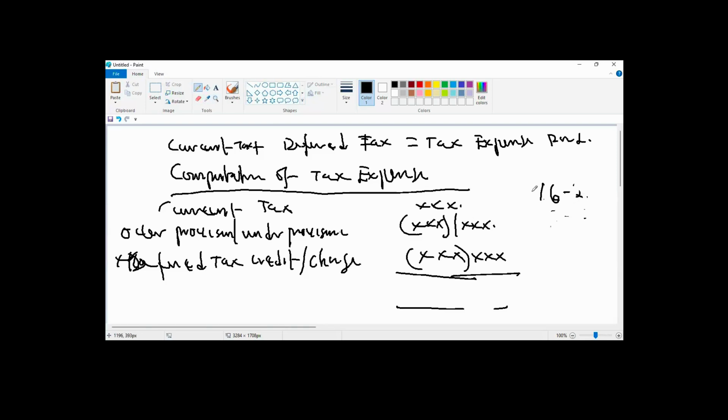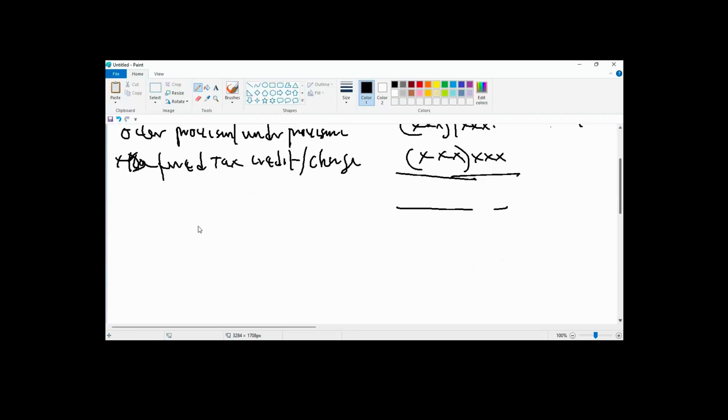This is 16.2. Brought forward under debit balance. If it is credit balance, over provision. 2.1. I will add movement in deferred tax. Opening balance, I'll go and get the movement in deferred tax.